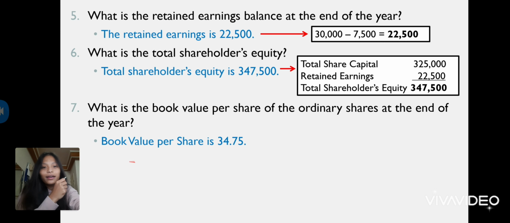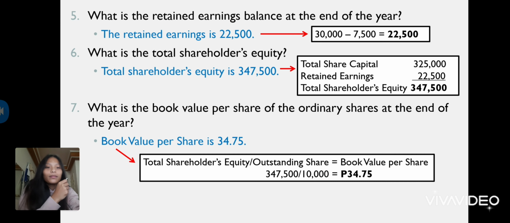And last, the book value per share of ordinary shares at the end of the year is 34.75. To get that, we only have to divide total shareholders' equity by the outstanding shares. So 347,500 divided by 10,000 will equal 34.75. So that's it for the problem number 29.